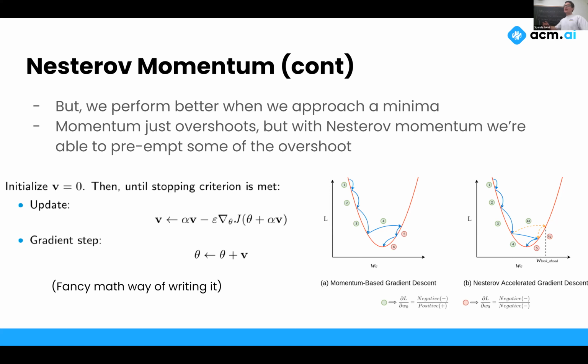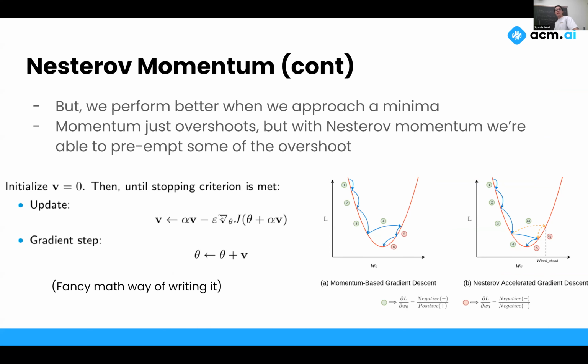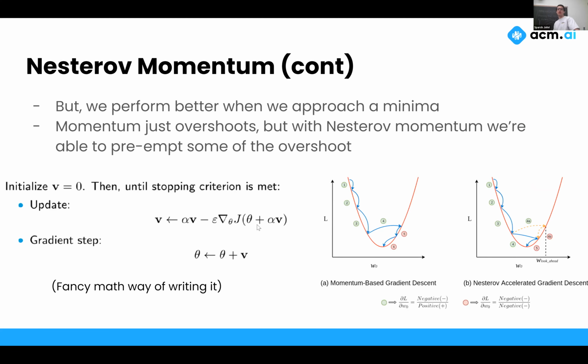And so the fancy math way of writing it is shown up here, where if we compare it to momentum, we have our constant alpha times the past momentum minus our other constant epsilon times the gradient at where we end up, right? But here we're taking not the gradient of where we are, but the gradient of where we're projected to be. Because as you can see, we have our theta term plus alpha times the momentum. So basically, go back here, if you remember, theta plus the momentum is just where we would end up, right? So theta plus alpha times the momentum.